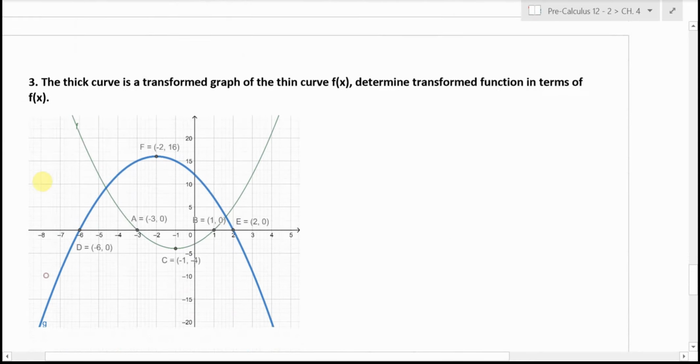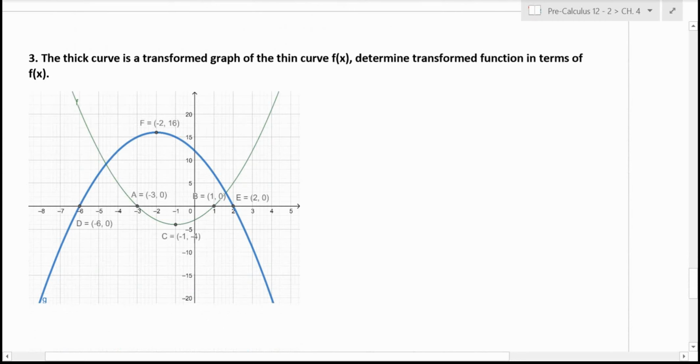Now we're going to take a step back and do something different here. We are actually going to do the opposite. We are going to take what we have on the graph and figure out what actually happened. Here it says the thick curve is a transformed graph of the thin curve f of x. Determine the transformed function in terms of f of x.